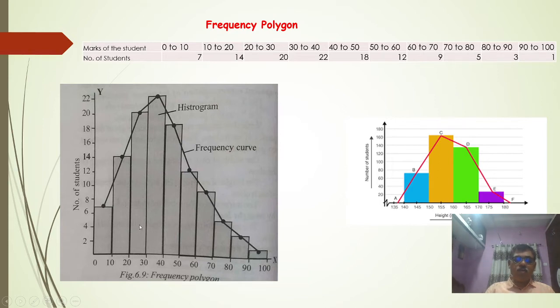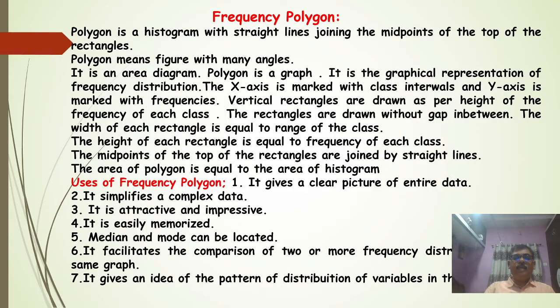Here also there is no gap. This is the frequency distribution, 0 to 10, 10 to 20, like this. The same data we have shown in the form of a frequency polygon, and this is the frequency curve. It is an area diagram. Polygon is a graph, and it is a graphical representation of the frequency distribution.